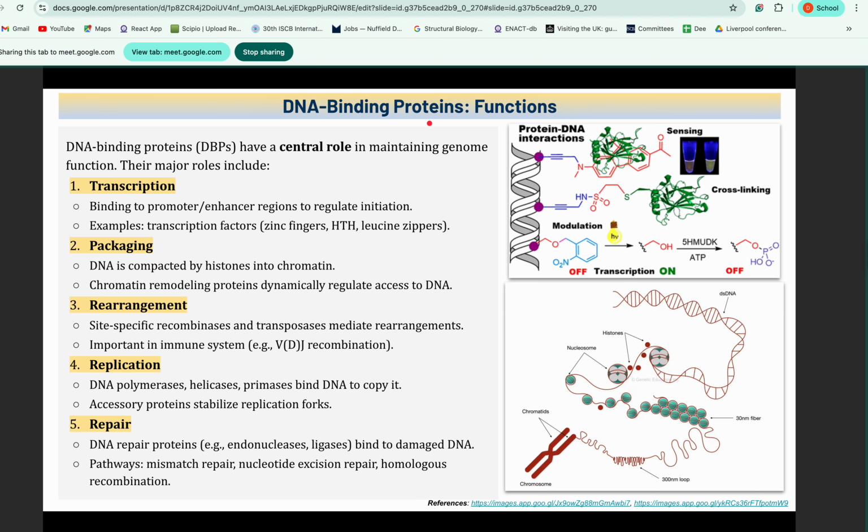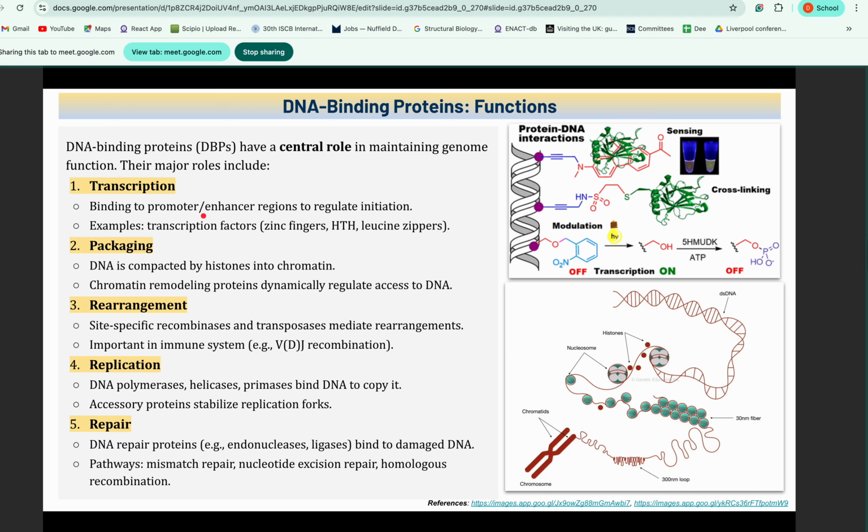Okay, now let's look at the function of DNA binding protein. We have already discussed it a lot, but we'll quickly go through it. In the case of transcription, the binding to the promoter enhancer region regulates the initiation. So to initiate transcription, because transcription is the conversion of DNA to RNA, one of the strands of DNA, which is from the 3' to 5' direction, which is also known as the nonsense strand, converts to the mRNA.